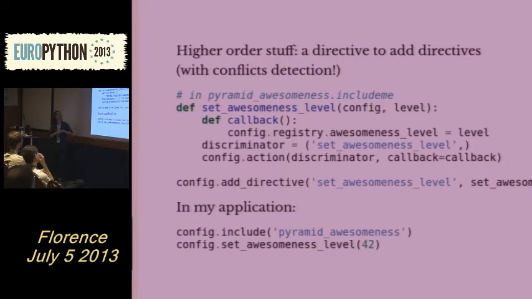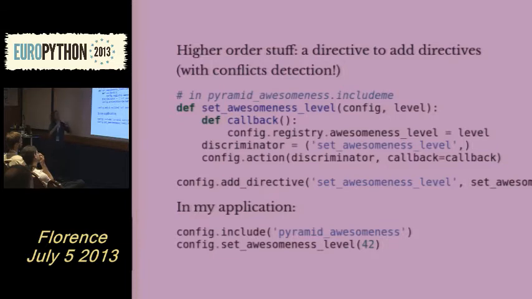Some nice higher order stuff. There is a directive to add directives. This directive has itself conflict detection, and the directive I will add will have conflict detection. Let me give you an example. Basically, I want to add a directive to set the awesomeness level of my application. What it will do, it will just change in the registry of my application the awesomeness level attribute.